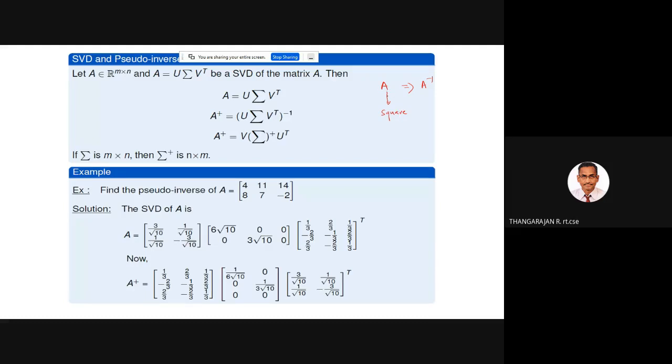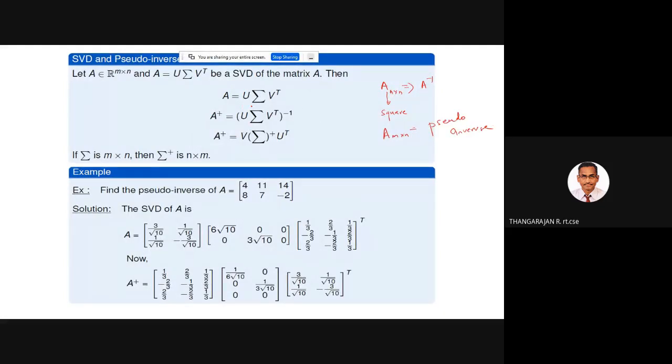But if the matrix A is a rectangular matrix, if A is m cross n, then I cannot find the inverse. It should be n cross n; then only I can find the inverse. For an m cross n matrix, how do I find the inverse? You cannot find the inverse, but you can always find a pseudo inverse. Pseudo means it's not the real inverse, but actually a pseudo. I can find the pseudo inverse.